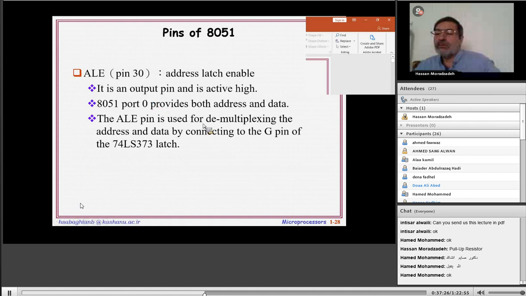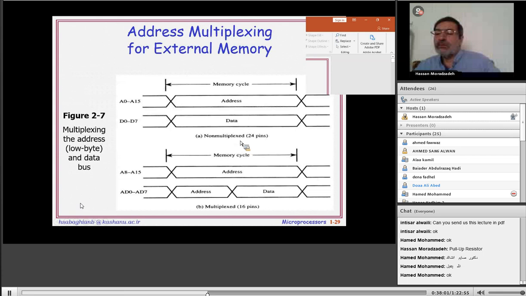Address multiplexing for external memory. This is the microcontroller, and this is an EEPROM, for example, external memory. Port 0 here is the address bus and data bus. This is AD0 to AD7. But on this side, this is A0 to A7, the address bus. And here is the data bus, D7 to D0.